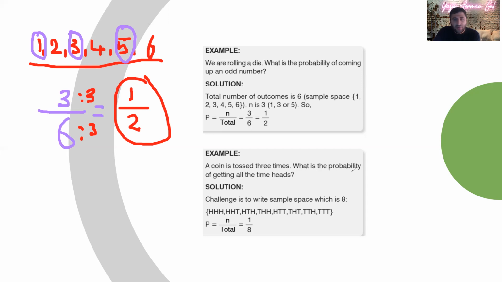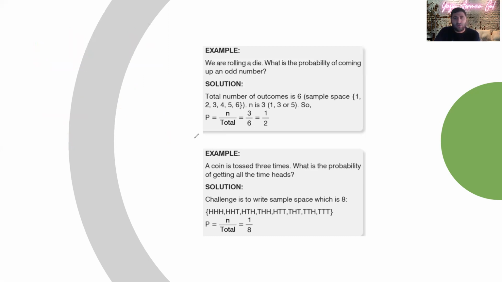A coin is tossed 3 times. What is the probability of getting heads all the time? Right? So now we're going to do this, guys. When you toss the coin, firstly, what is the probability that it will be heads or tails? It's 1 over 2, right?